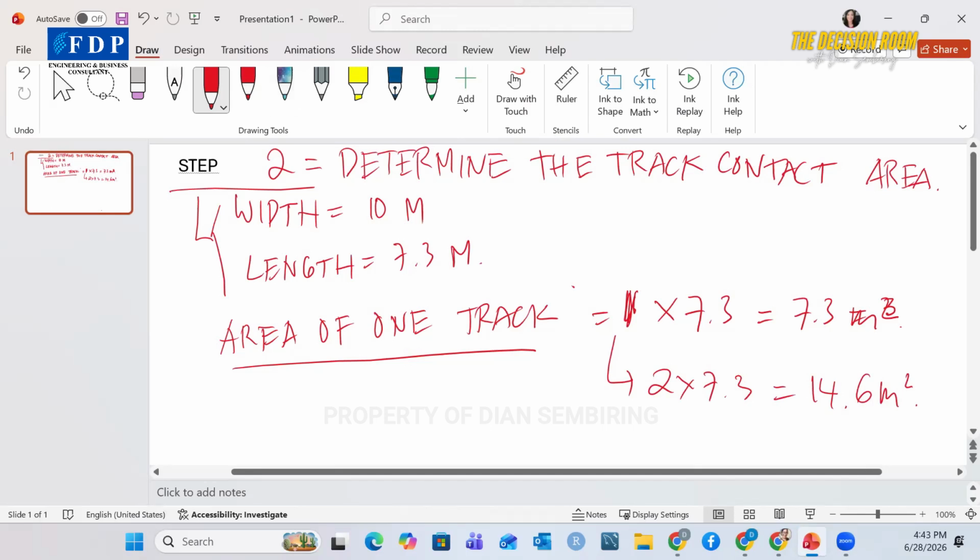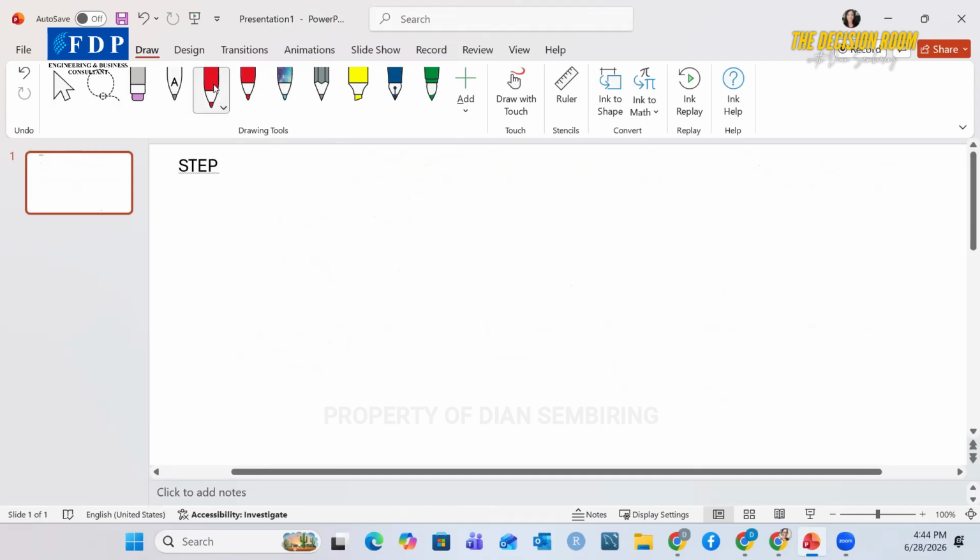So first, step number 1, we gather all the information, including crane body weight, counterweight, and then lifted load. And then the next step, we determine the track contact area. This is the calculation for determining the track contact area. So next is step number 3. So now we continue to step number 3.